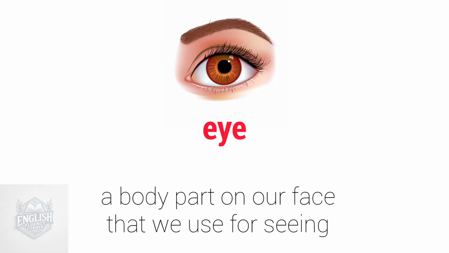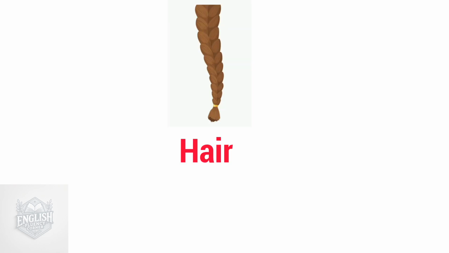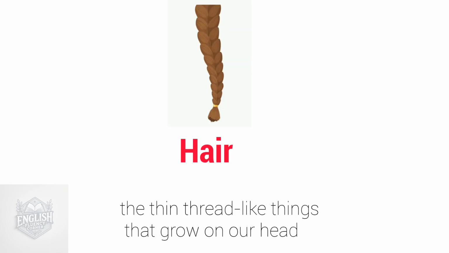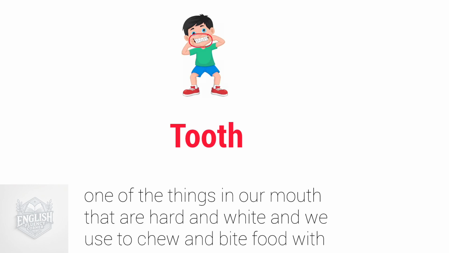Eye. A body part on our face that we use for seeing. Nose. The body part that is in the middle of our face and we use to smell and breathe. Hair. The thin thread-like things that grow on our head. Tooth. One of the things in our mouth that are hard and white and we use to chew and bite food with.